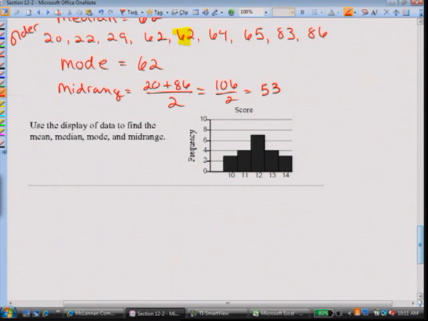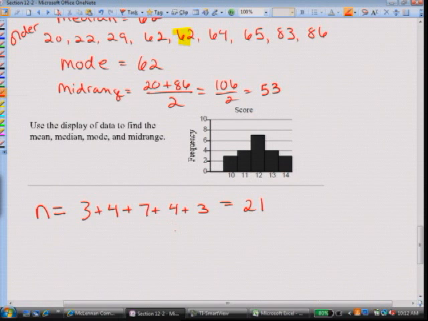So the sample size, N, is going to be the number of those occurrences. So it's the 3 plus 4 plus 7 plus 4 plus 3, right? So your sample size is 21, right?